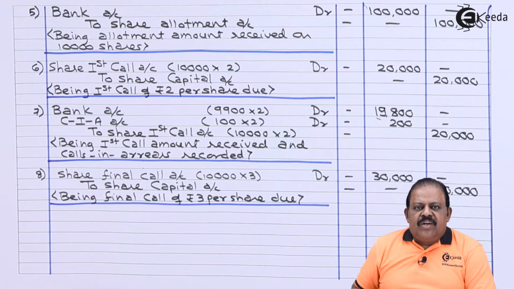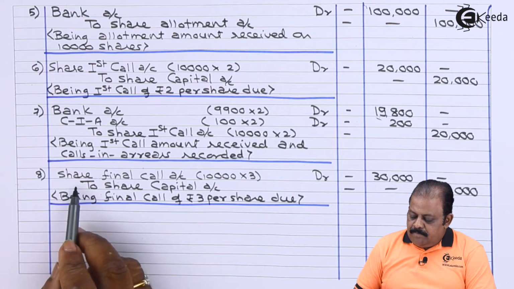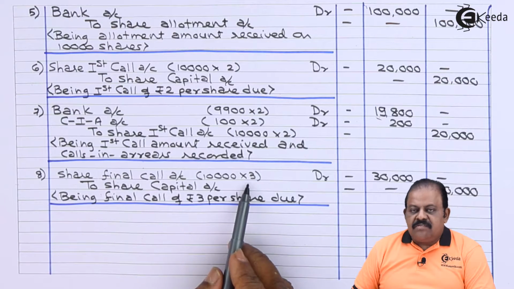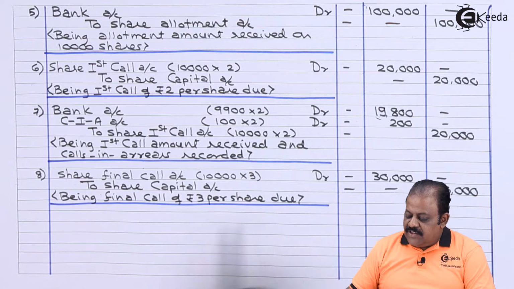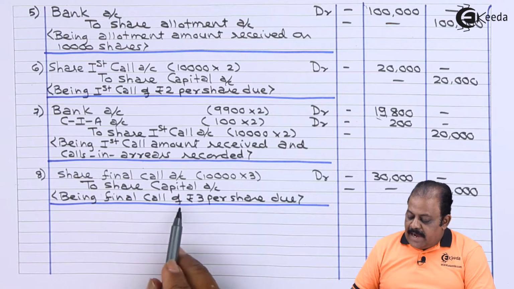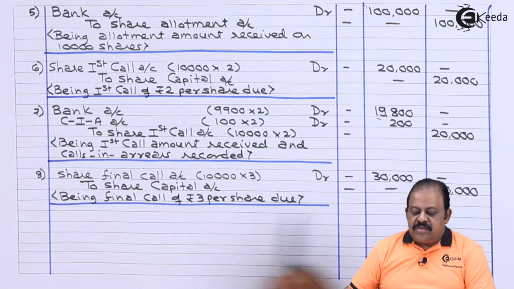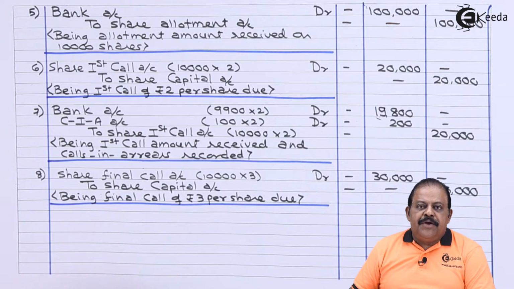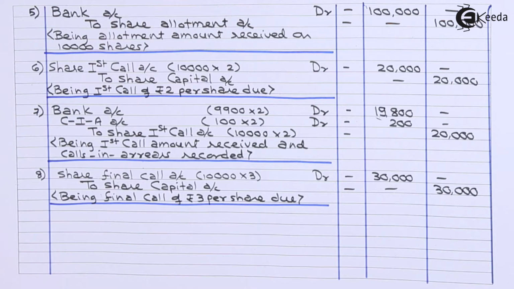For demanding the final call, our entry will be share final call account debit on 10,000 shares, 3 rupees per share, 30,000, to share capital account 30,000, being final call of rupees 3 per share due. All shareholders have paid this amount except one shareholder holding 100 shares. Let us record an entry for receiving the final call amount.